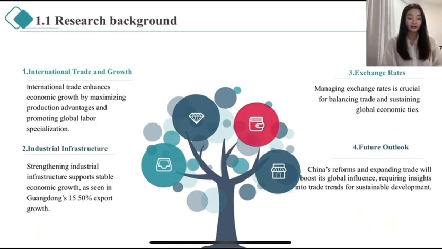Thirdly, exchange rate. Managing exchange rate is crucial for balancing trend and sustaining global economic ties. Fourth, future outlook. China's reforms and expanding trend will boost its global influence, requiring insight into trends for sustainable development.